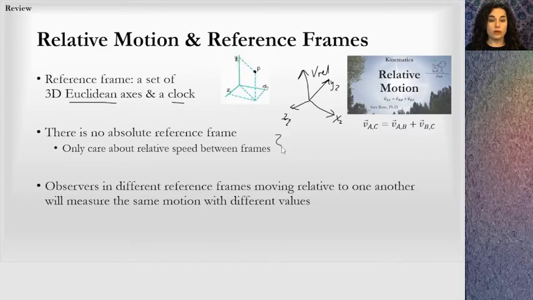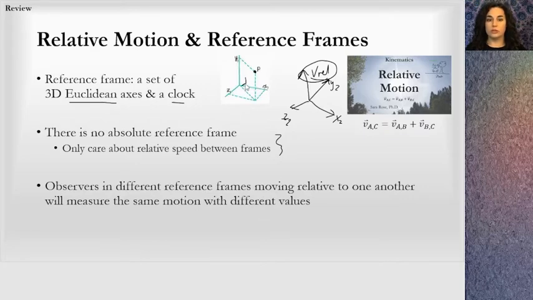There's no absolute reference frames. When we think about these two reference frames, there's no preference over one than the other. And what we see is that we only care about this relative speed between the two. Finally, what we're looking at in terms of relativity is observers in different reference frames moving relative to one another will measure the same motion with different values.